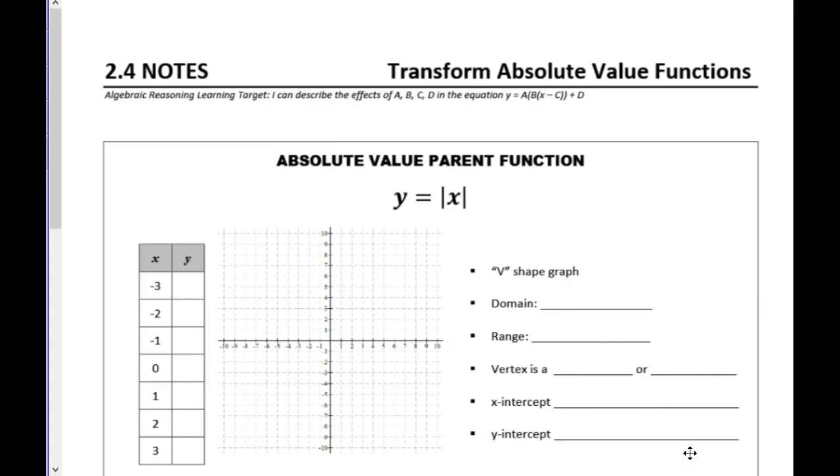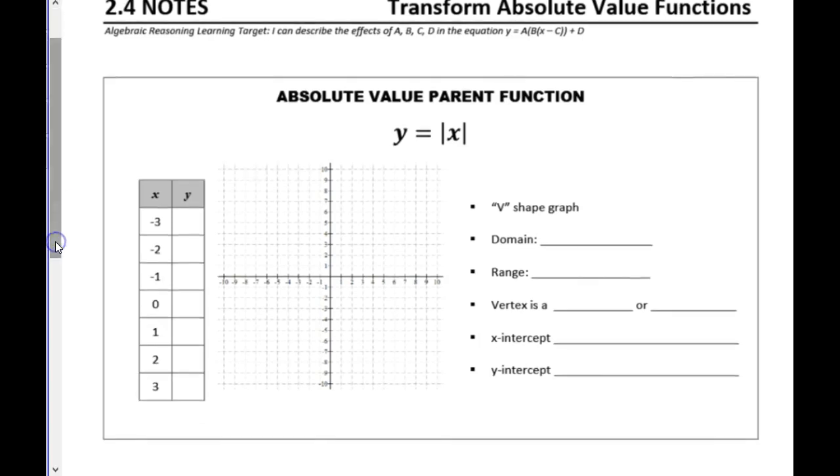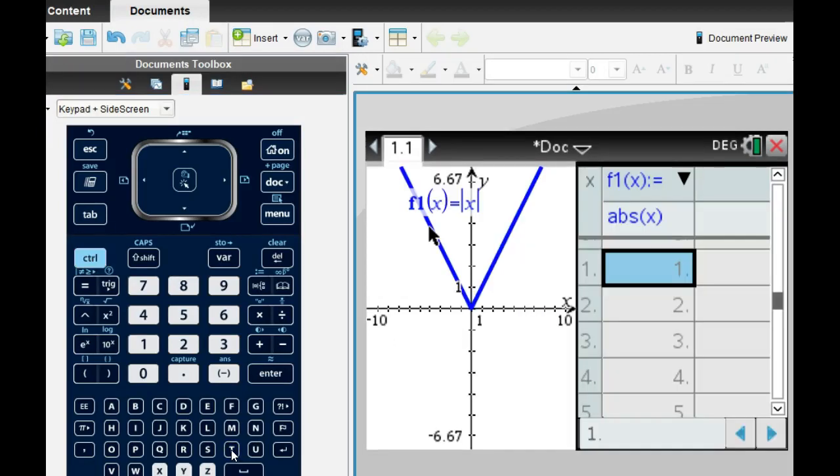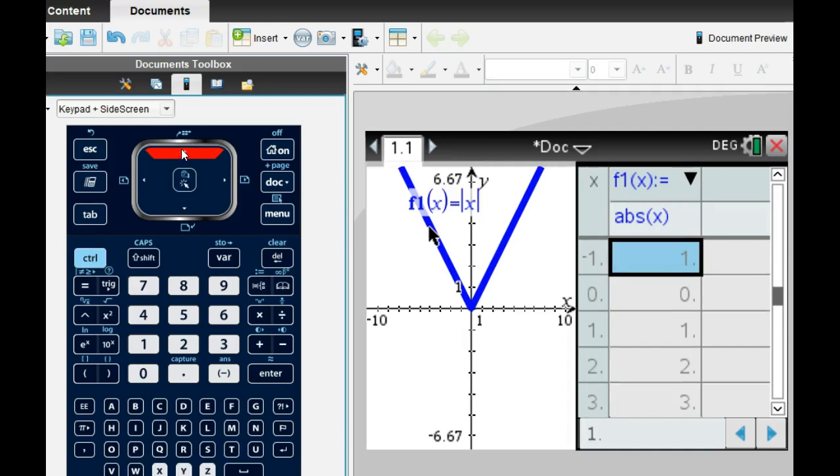Okay, so we have absolute value parent function is just absolute value of x. Now, on the left here we have a table, so let's fill out that table. Go into the calculator, and how do we get a table? Control T. So let's graph. Few to the left, few to the right. It's asking us for -3, which is +3, -2, which is +2, -1, which is 1, and then 0, 0.